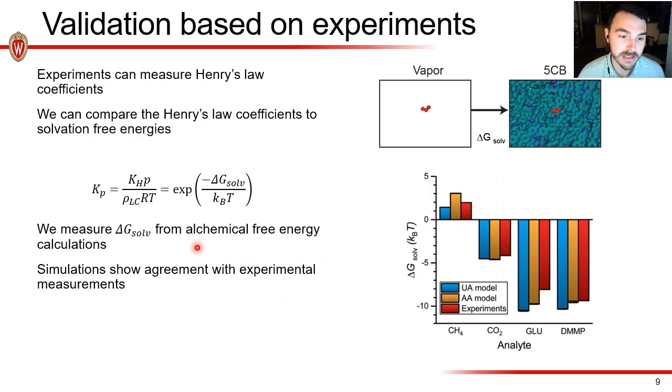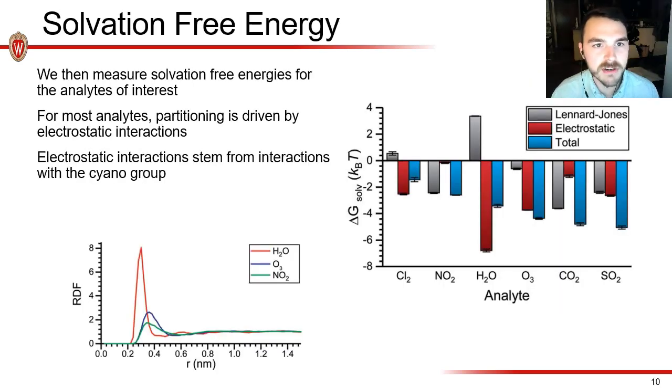The simulations then, looking at this plot, show a very good agreement with the experiments. So if we use the AA model, which is what we're using in the remainder of this work, the agreement with the experiments definitely follows the correct trends and looks even better than the previously used united atom model, being more chemically specific. The first thing we did was then measure the solvation free energies for the analytes of interest.